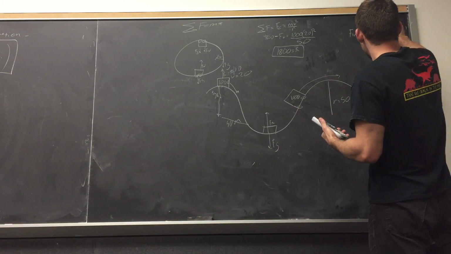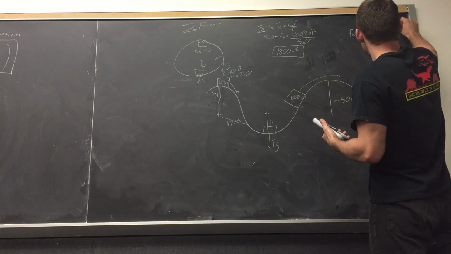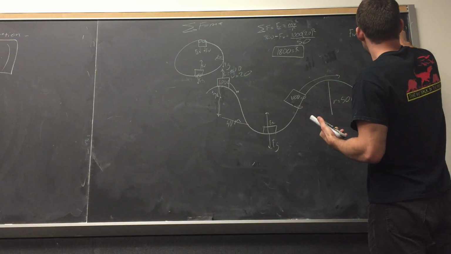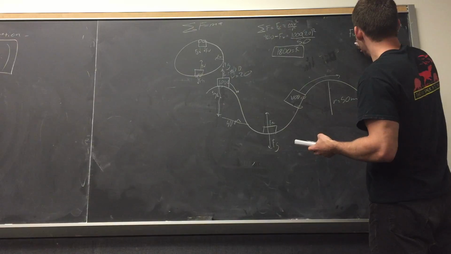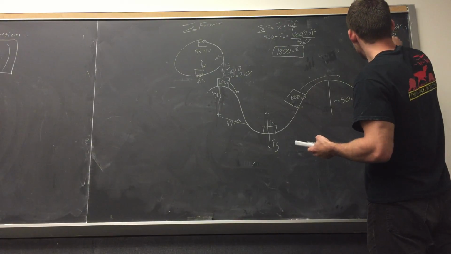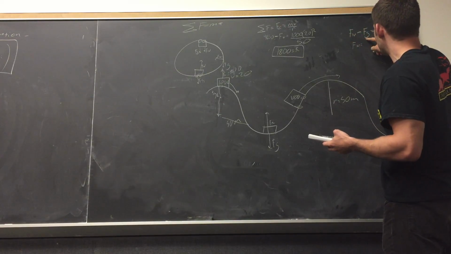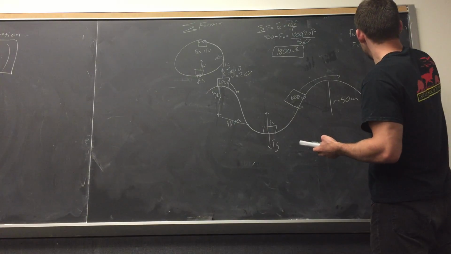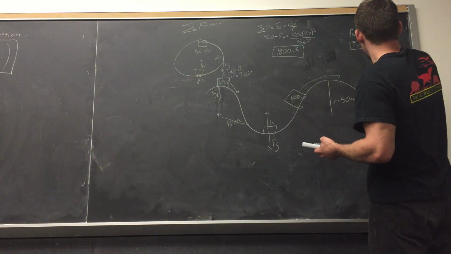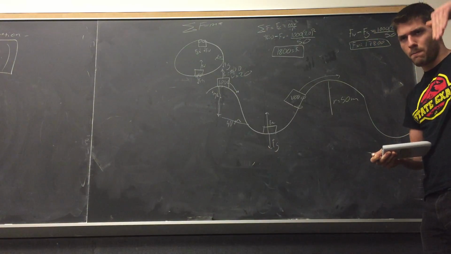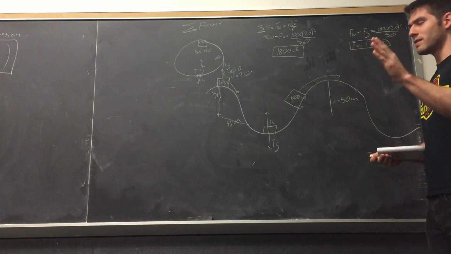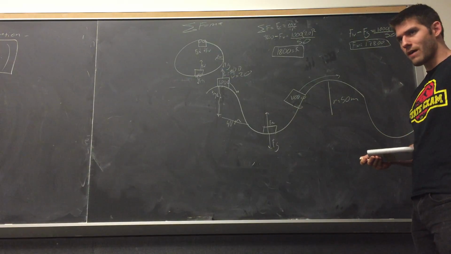Equals 1,000 times 20 squared over 50. This is 8,000. This is 9,000. So this is 8,000 plus 9,800 is 17,800. Force normal is bigger at the bottom, and that is almost always the case. Your force normal at the bottom of a loop is always bigger than at the top of the loop. If you go on a roller coaster, you're going to feel heavier at the bottom.